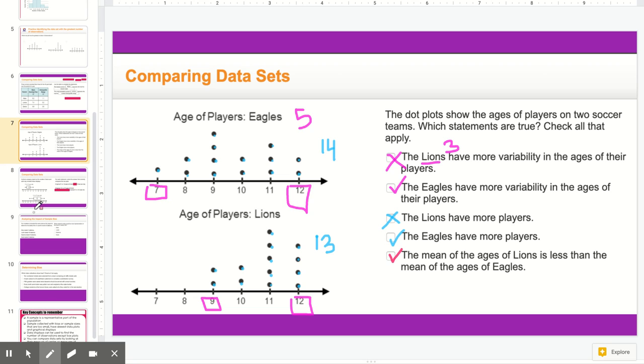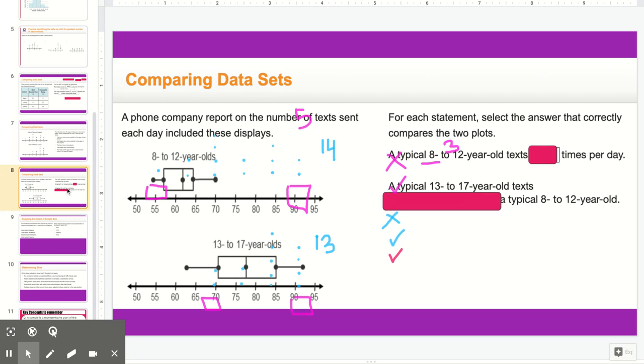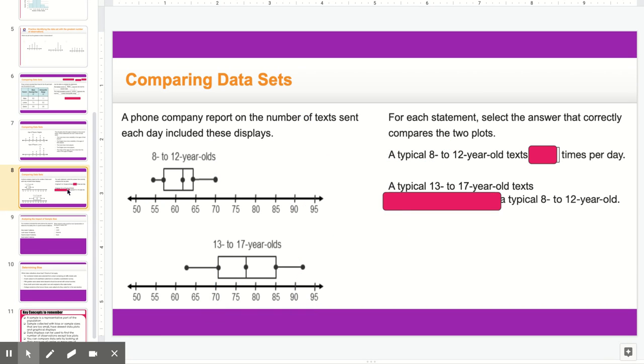All right, this next one we're going to look at is a box plot. It says, for each statement, select the answer that correctly compares the 2 plots. So a typical 8 to 12-year-old texts blank times per day. So we're looking at the 8 to 12-year-old box plot here. Since we want to figure out the center, we're going to measure center. We can't find the mean on a box plot. You just can't do that.